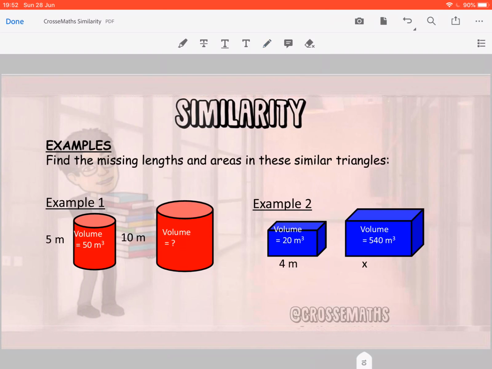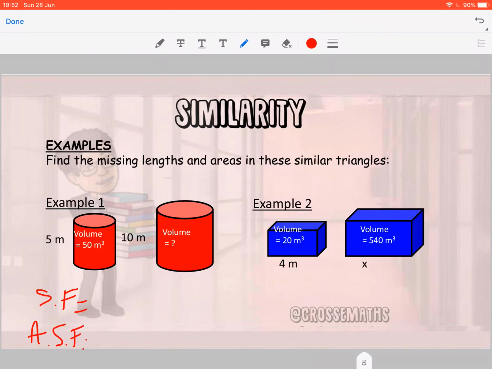Okay, so that should be done. Now, this is the stuff that higher tier tend to have. It will sometimes be area scale factor, but generally you get a lot of volume scale factors at higher tier, and they may not even give you a picture. So, normal scale factor was just the two sides divided by each other. Area scale factor was normal scale factor squared. We remember those things from earlier on. That's still in our heads.